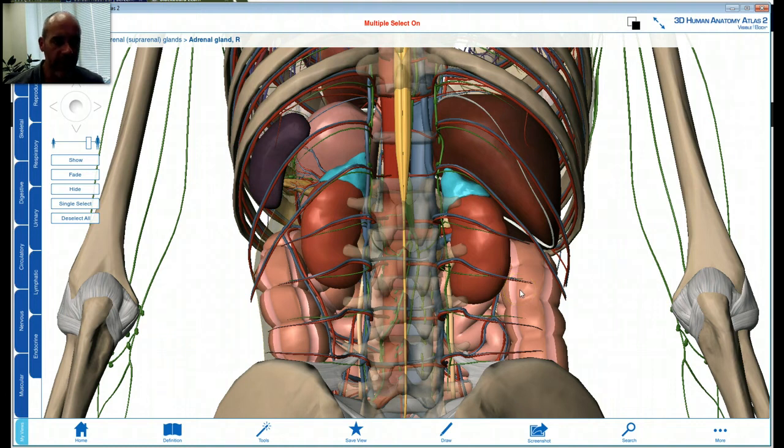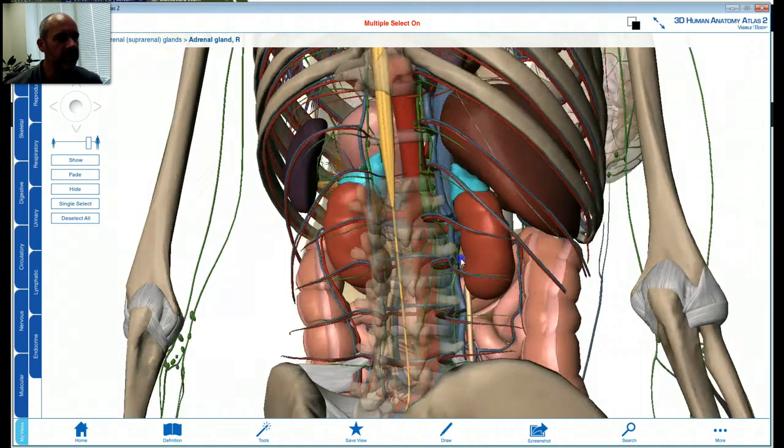Those are the adrenal glands, which make various hormones. You'll learn about those next semester, including adrenaline. You've all heard of an adrenaline rush before, and that is one of the hormones made by those two glands that sit up there on top of the kidneys.